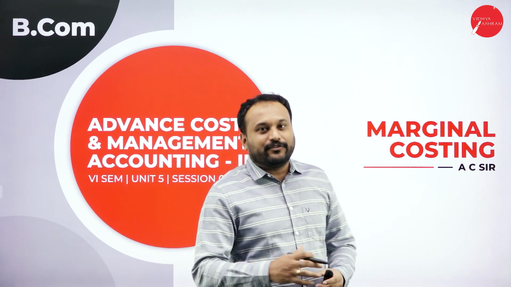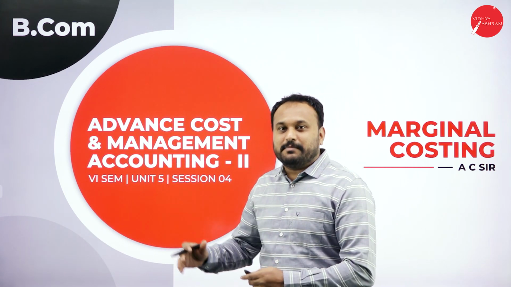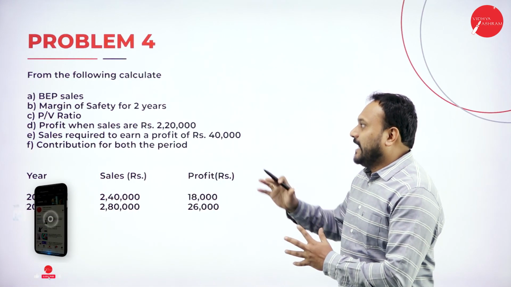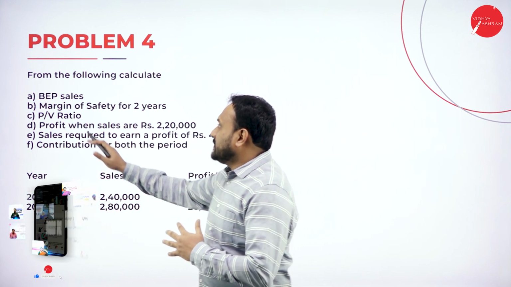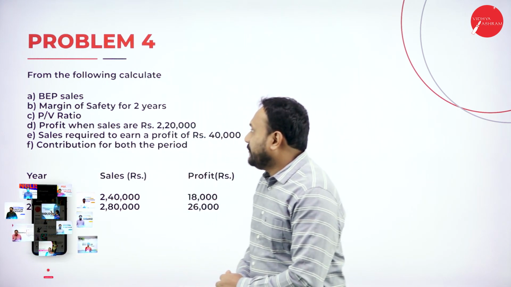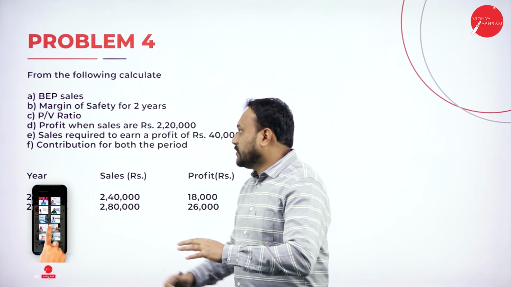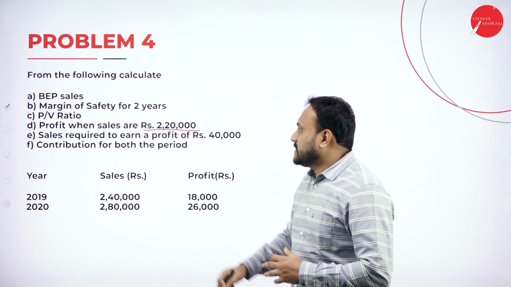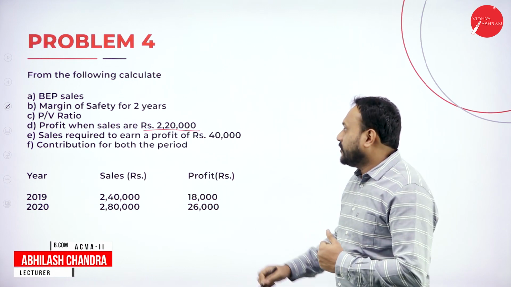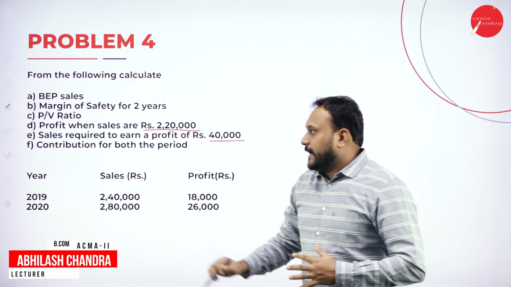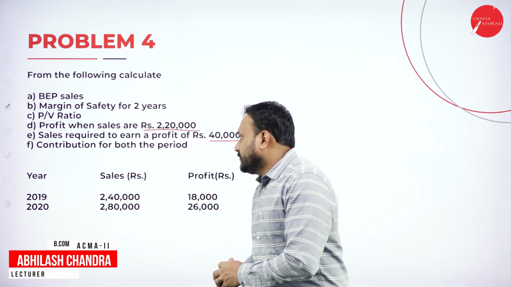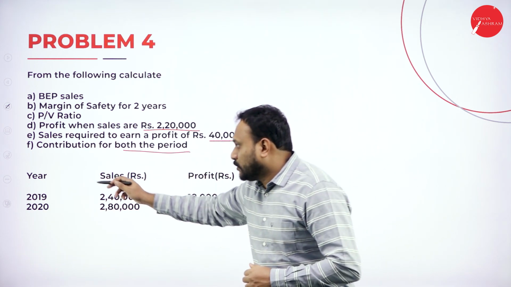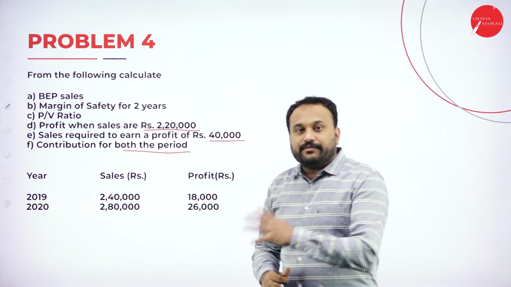Let's go with the 4th session with a different problem, and the problem number 4 is like this. From the following, calculate BEP sales, margin of safety for 2 years, PV ratio, profit when sales are 2 lakh. Then we have sales required to earn a profit of Rs 40,000. And the last one is contribution for both the period. When they say both the period, that means there are 2 years which is been given in the question.